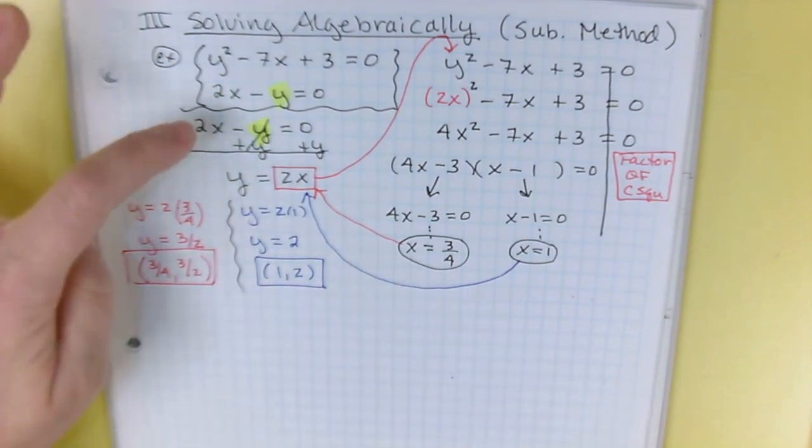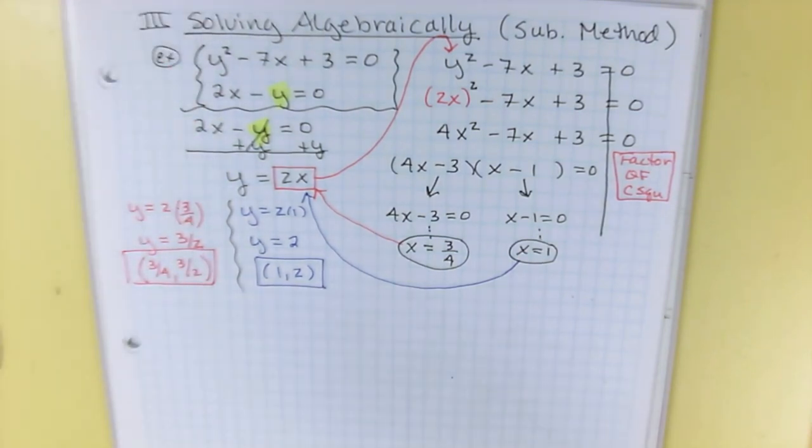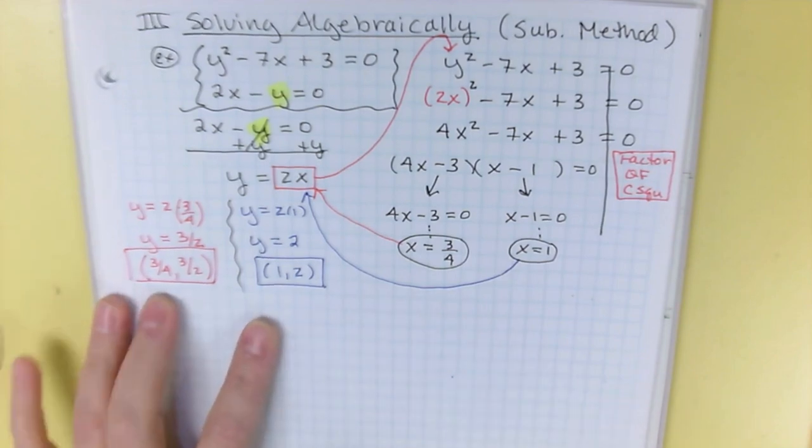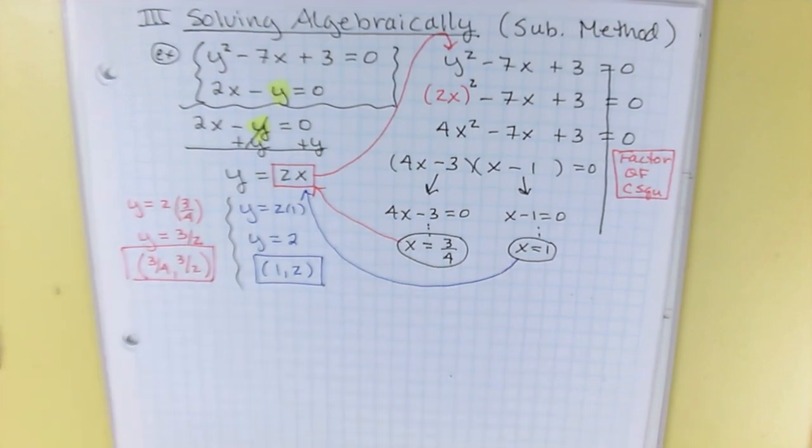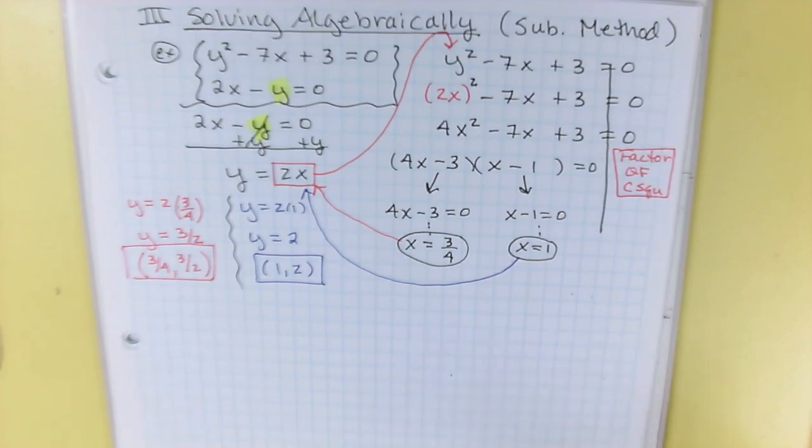So obviously with this line and this parabola, the line passed through the parabola in two places, so you got two answers. You won't ever have three answers or more, never. It'll either be no answer, one answer, or two answers.